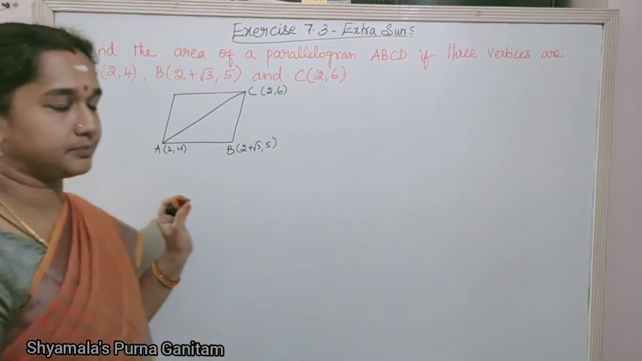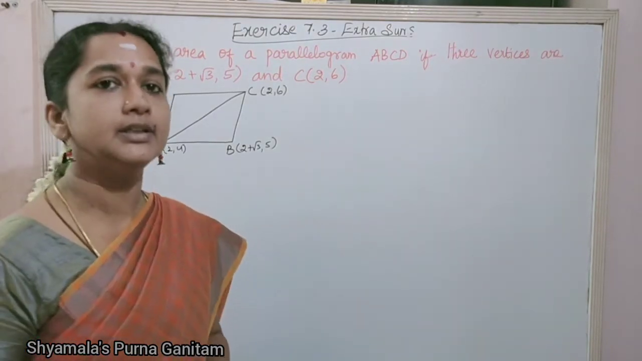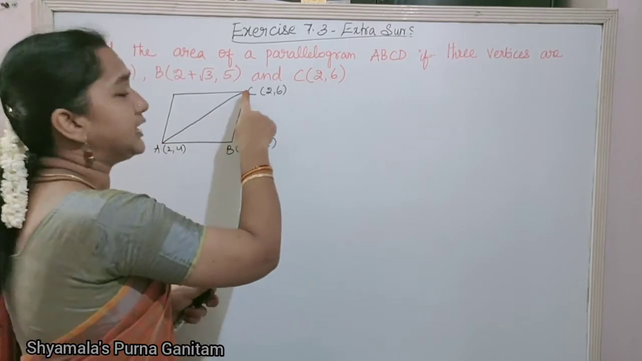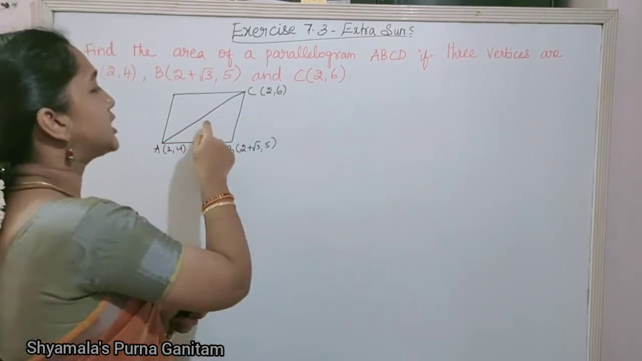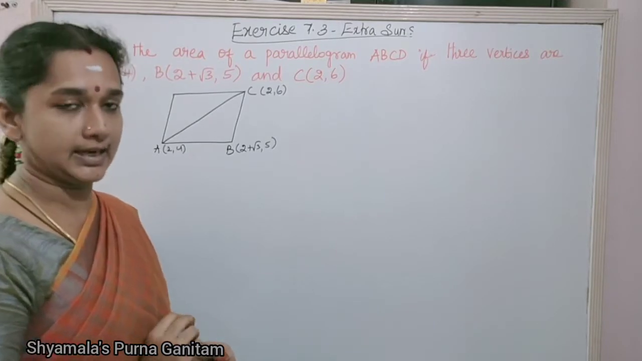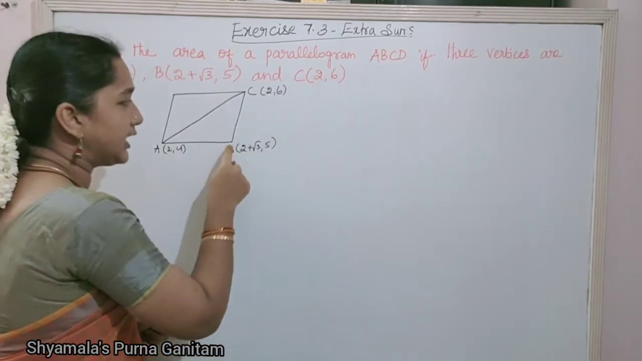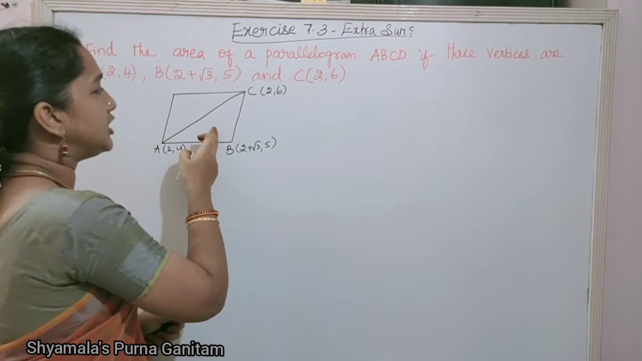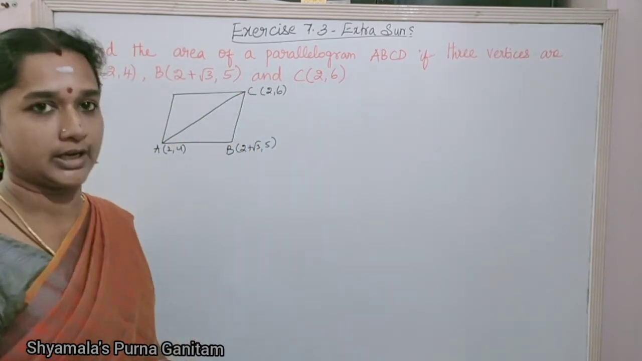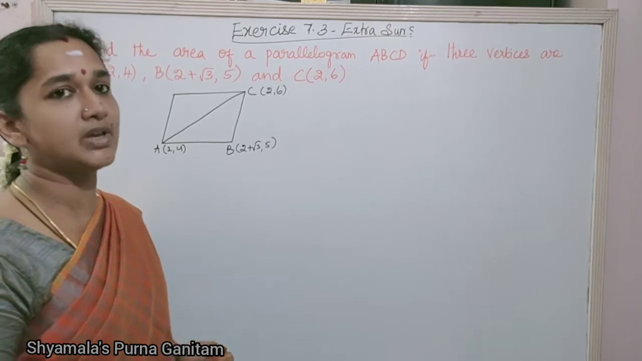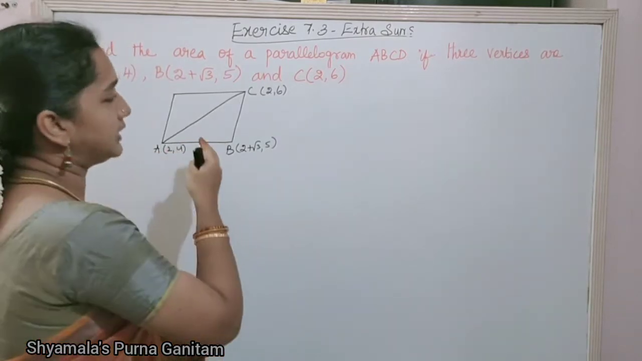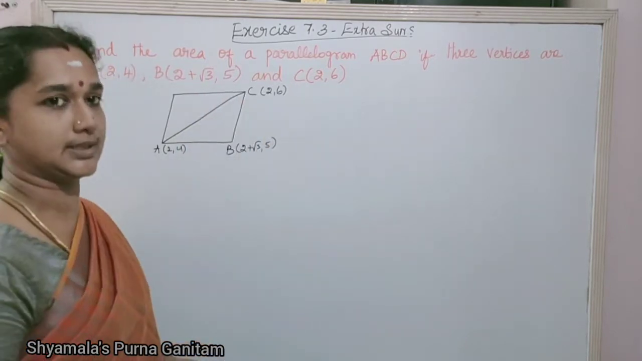You are asked to find the area of the parallelogram. We know that in class 9 we have learned that when a parallelogram is divided along the diagonals, it is divided into two equal areas. That is, when you find the area of this triangle and multiply it by 2, you will get the area of the whole parallelogram. That is the thing we have already learnt in class 9. Using that application we are going to do this sum.